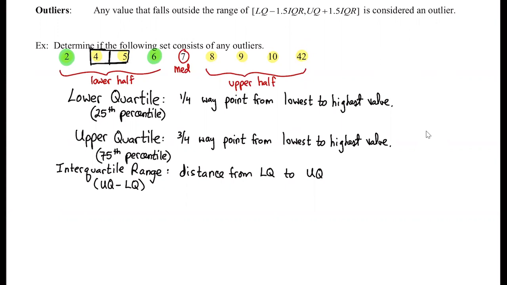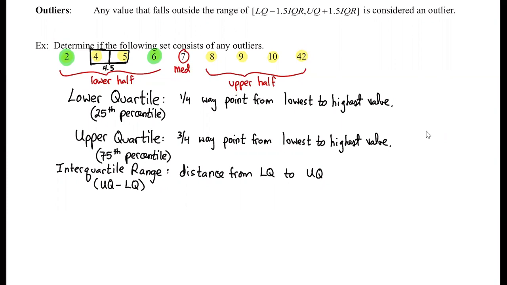So halfway between those two values is going to be my lower quartile, which is 4.5. Again, we get that by finding the average of those two numbers. But if you know that the median is going to be directly in between two numbers, what's between 4 and 5? 4.5.